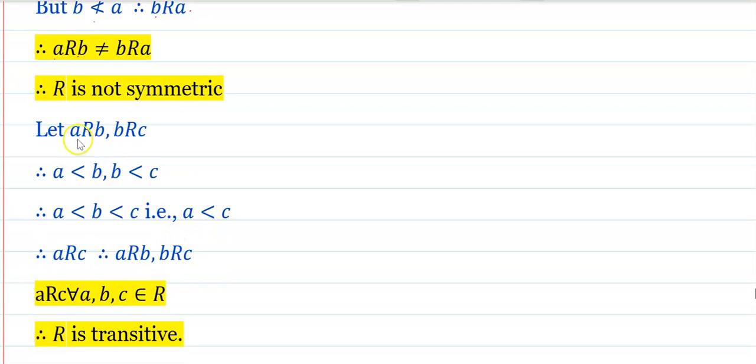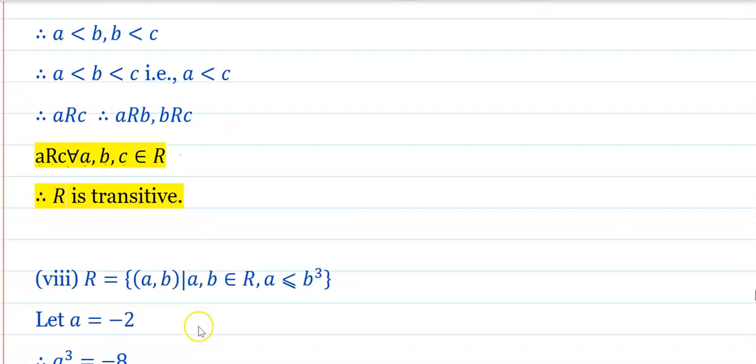What about the next? A R B, that is A is less than B, and B is less than C. Then this is possible. A is less than B, B is less than C. It implies that A is less than C, that is A R C, for every A, B, C belonging to the set of real numbers. And hence R is transitive.